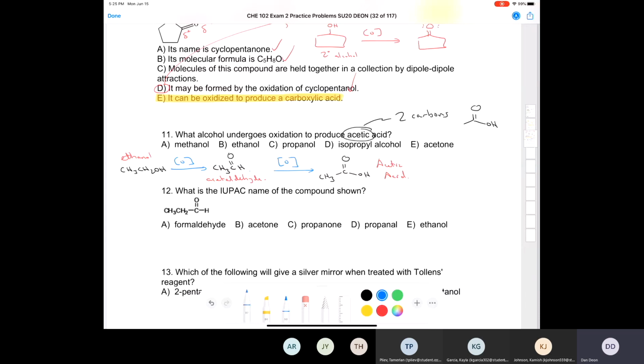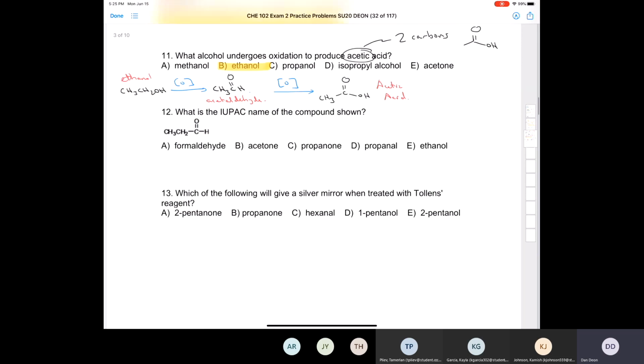So that's it. Really all you need to know is what's an alcohol with 2 carbons, and there's only one possibility, and it's ethanol. So we oxidize ethanol to give us acetaldehyde. Then we oxidize acetaldehyde even further to give us acetic acid. So the answer is ethanol.